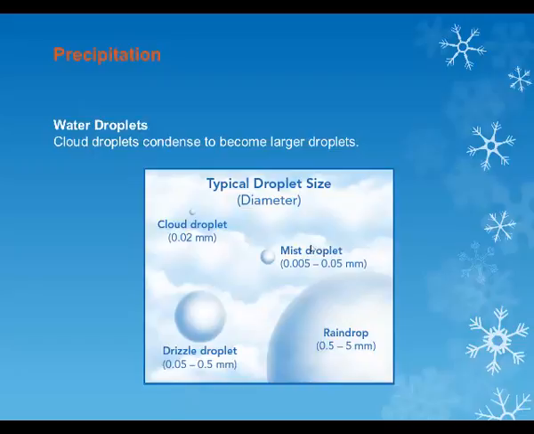So here's a representation of the different sized drops of water. If it's a cloud droplet, it's 0.02 millimeters. If it's mist, it's 0.005 to 0.05 millimeters. Drizzle droplets are 0.05 millimeters to 0.5 millimeters, and then rain droplets have to be a half of a millimeter up to 5 millimeters in order to be classified as rain droplets.